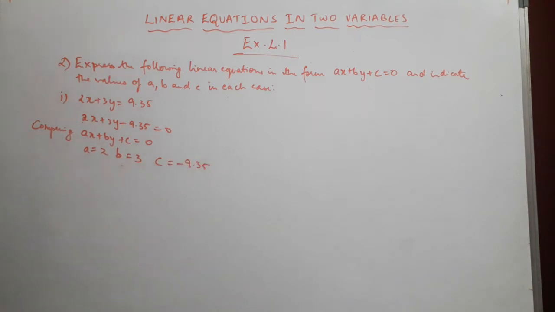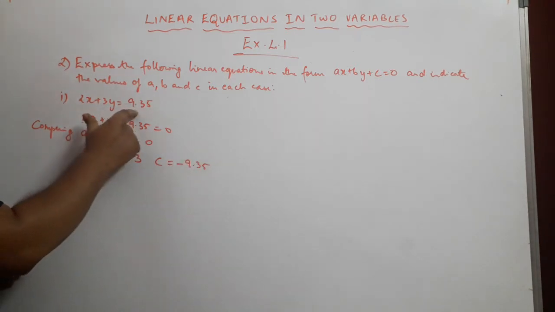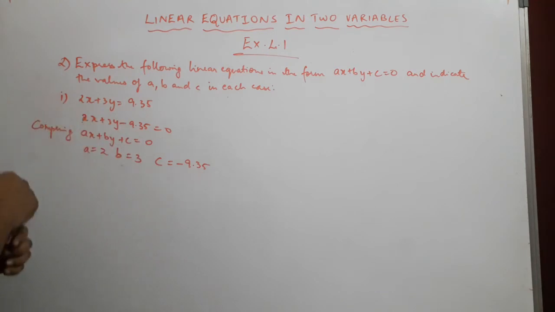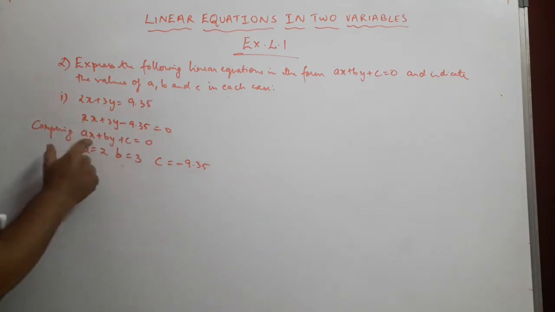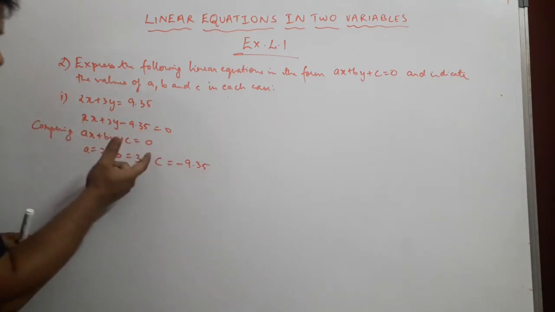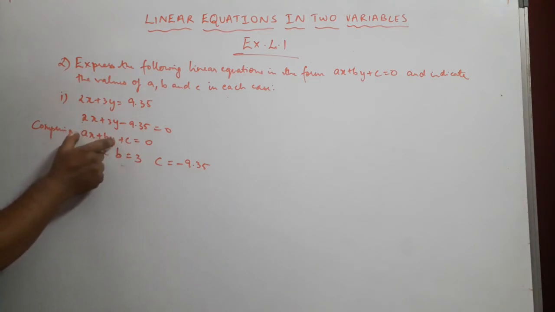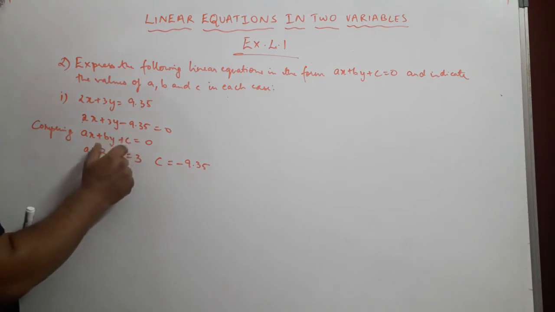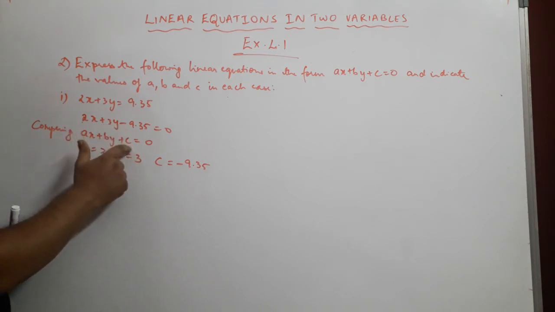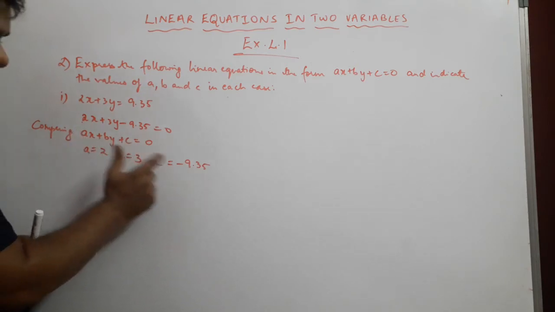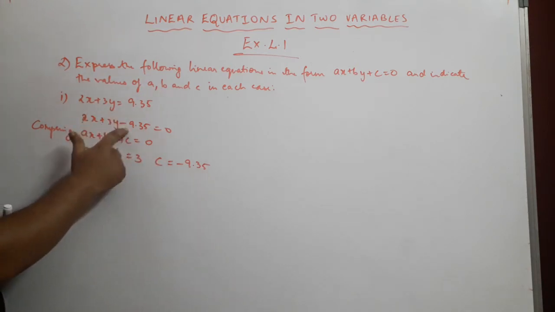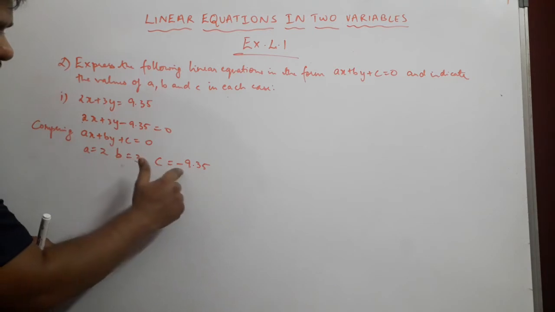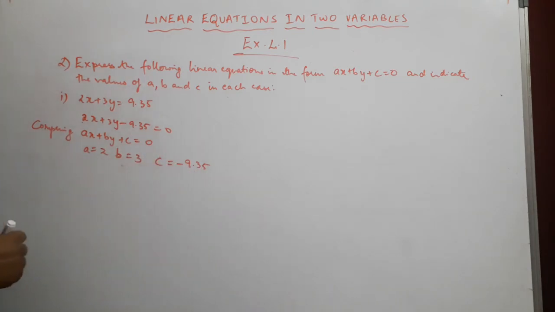9.35. You may say this was positive, now you brought it this side, it became negative, but you see the general equation form. C is not on the right hand side, it is actually on the left hand side with variables x and y. So whatever the sign of C is when it is with the variables x and y on the left hand side, we have to take that sign, and over here it is minus, negative. So that is why C is equal to minus 9.35, and that is all that we are asked.